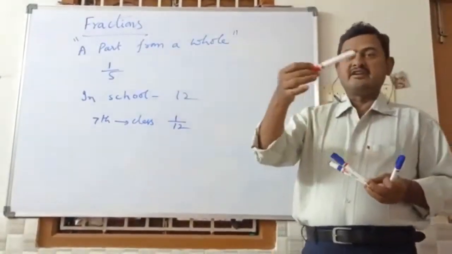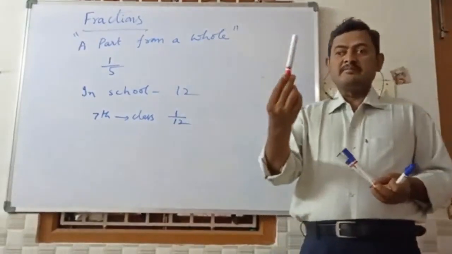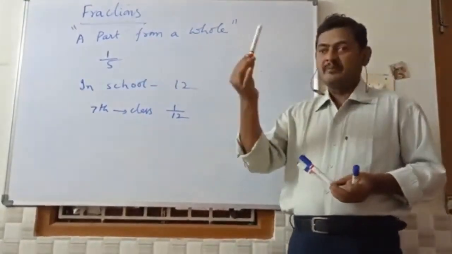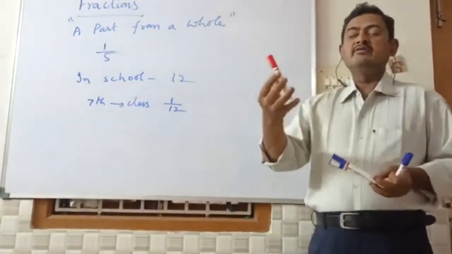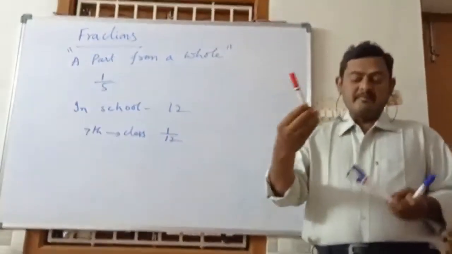From this, I am selecting this pen. A part of a whole. It is a part. From this whole, the total is 4 pens. From this, I am selecting a pen. This is 1 by 4.